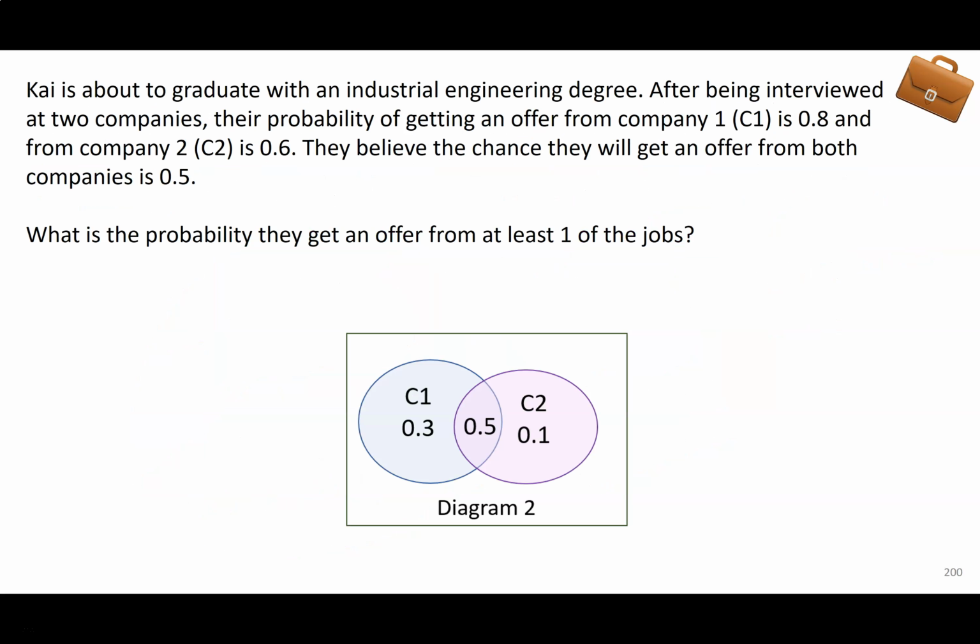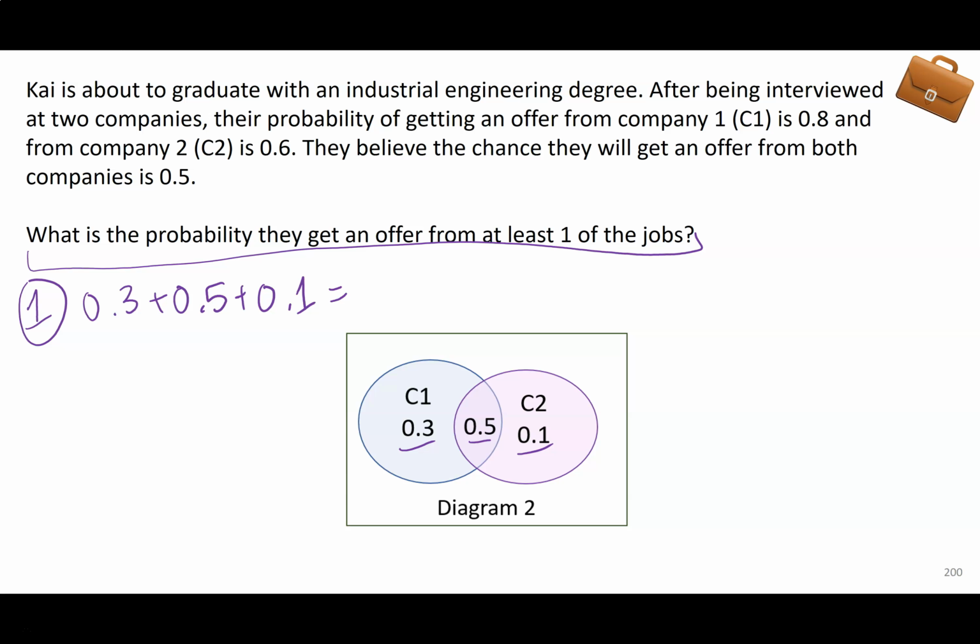So still hanging out with Kai. What is the probability they get an offer from at least one of the jobs? So I can add all the parts in the wedges, that's one way. 0.3 plus 0.5 plus 0.1. And that's going to be 0.9.